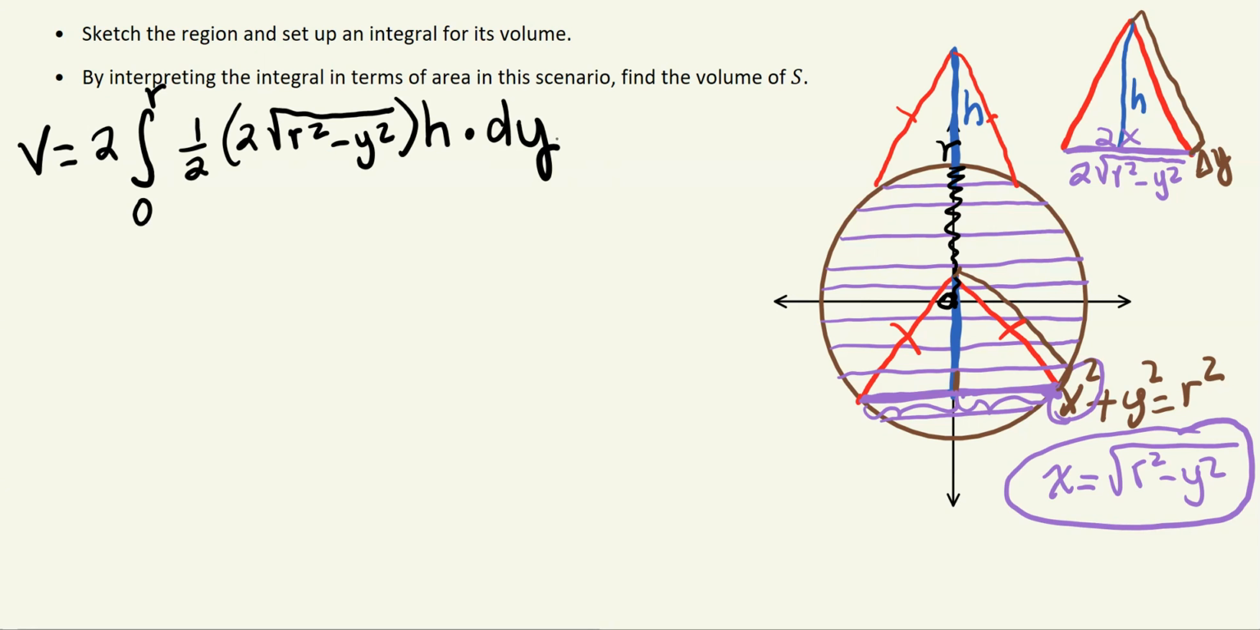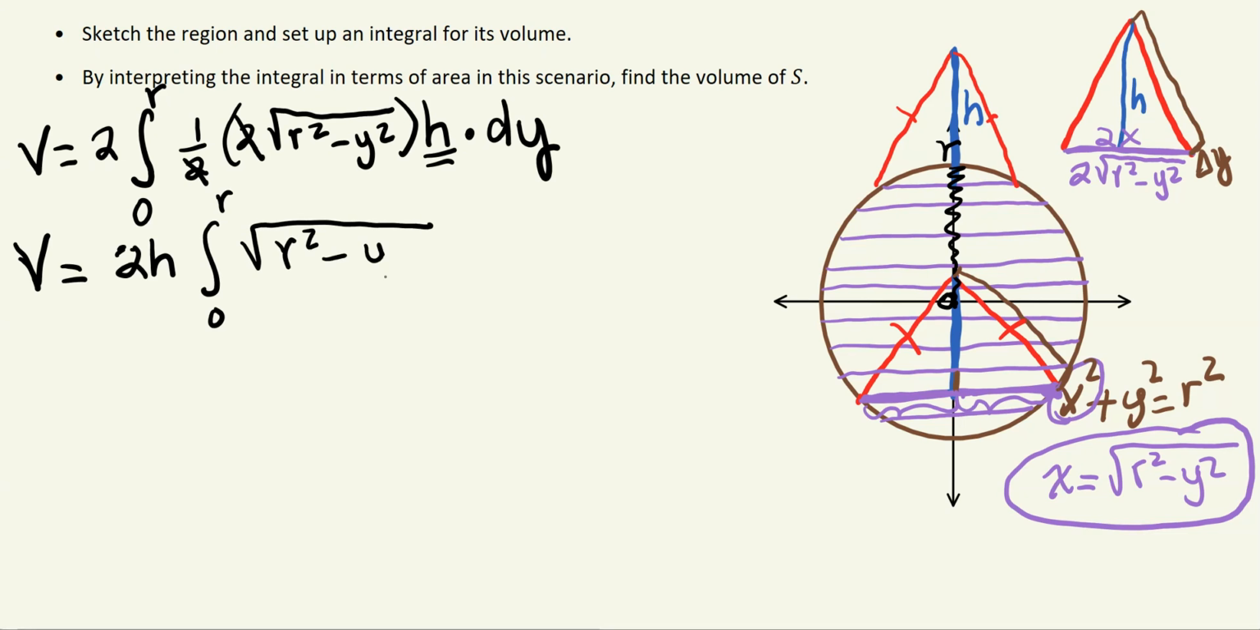Okay, so let's do some cleaning up here. 2 divided by 2, that's gone, right? And H in this case is a constant, so I can pull that outside of the integral. So that would be 2H times the integral from 0 to R of the square root of R squared minus Y squared dy. And that is the sketch of the volume and also the integral to find the volume.